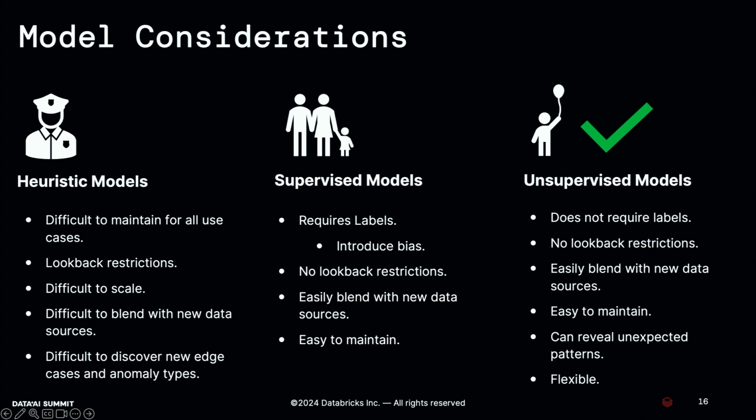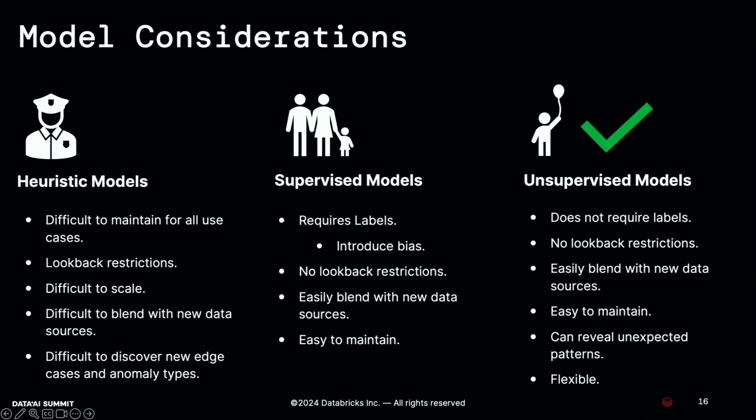Another big one is it's difficult to discover new edge cases and anomaly types. So once you apply a set of rules to your data, anything that's unknown that maybe you didn't characterize with your rules, it's just gone, right? So we could use supervised models, and that solves a lot of these issues, but we require labels. We don't have anything organic to use, so we would have to generate them. Then we'd have to use rules again, heuristic models. And so we introduced the same problems we had to start with.